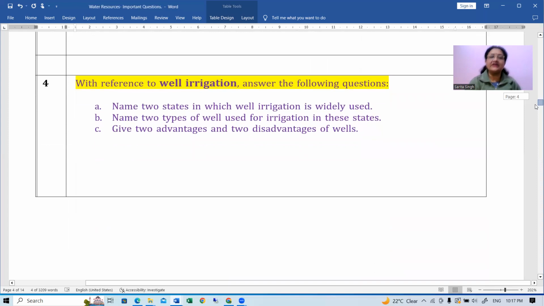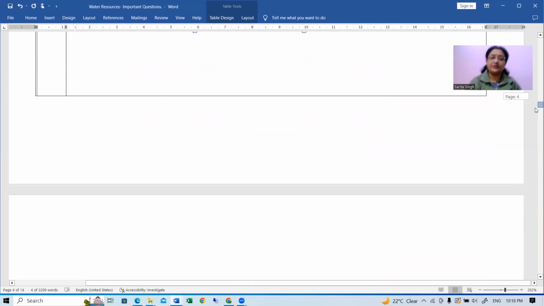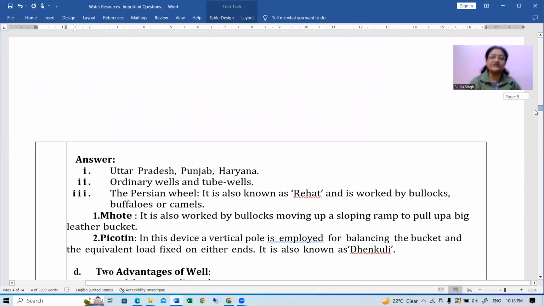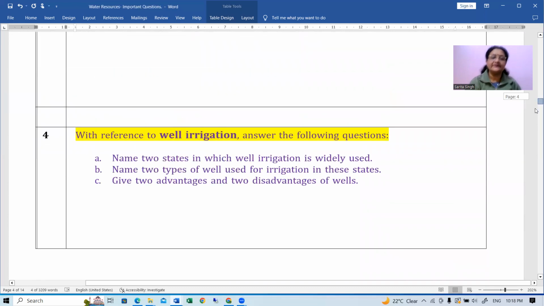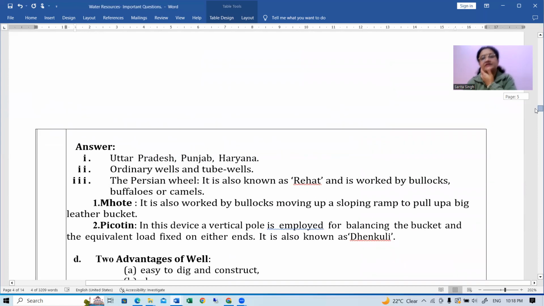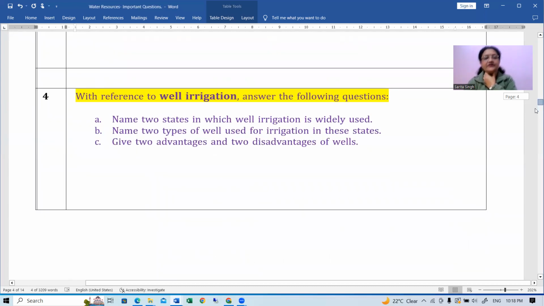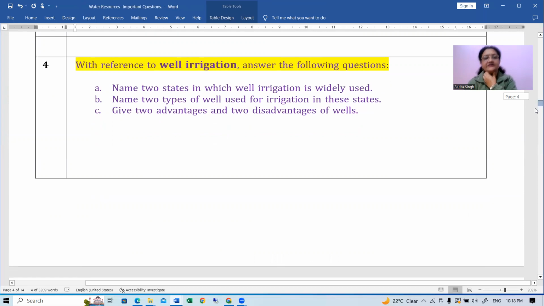Now, with reference to well irrigation, answer the following questions. Number one, name two states in which well irrigation is widely used. Yes, what can be there? Uttar Pradesh, Punjab, Haryana, Bihar, all these. Any two states you can name. Then the second question is, name two types of wells used for irrigation in these states. Two types of wells: ordinary wells and tube wells. Okay. Then the next question is, give two advantages and two disadvantages of wells.